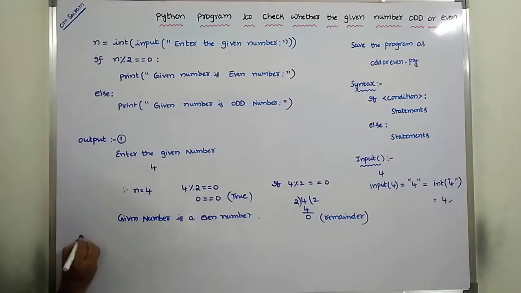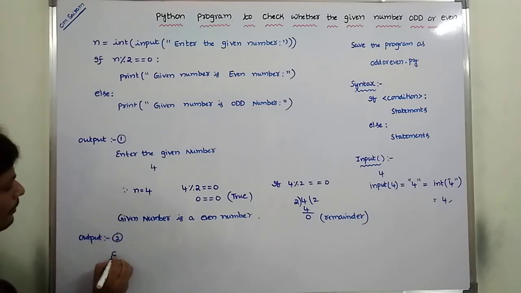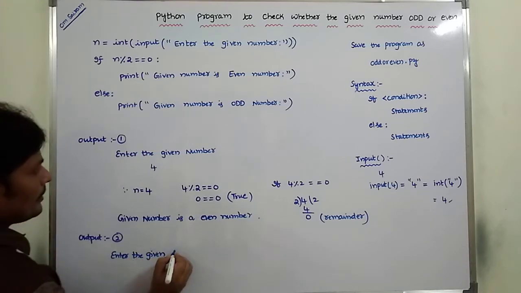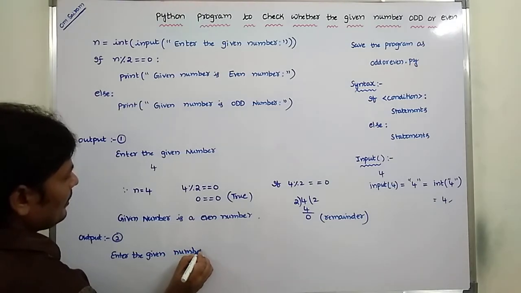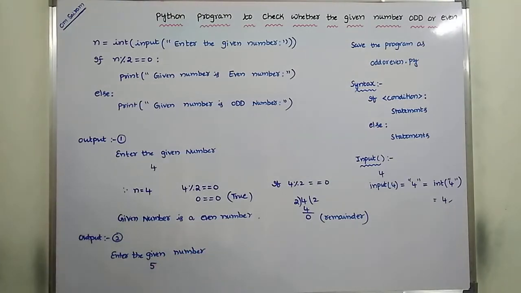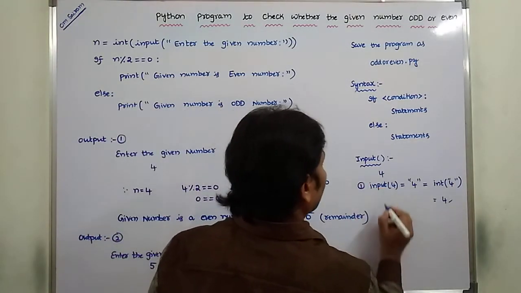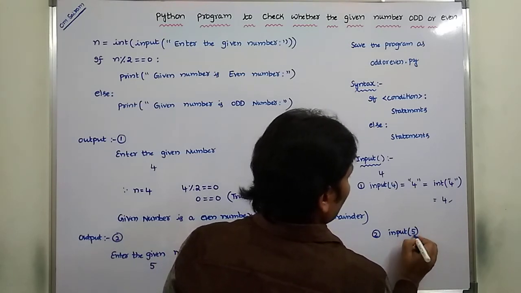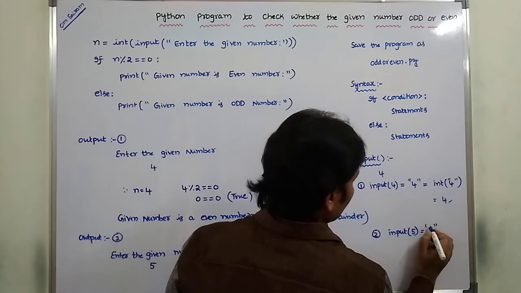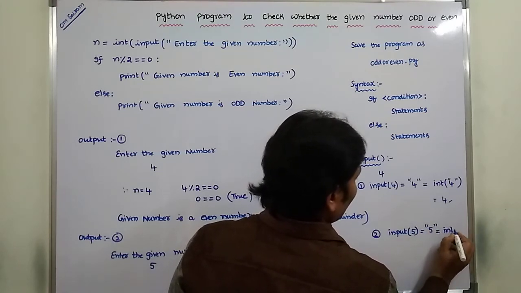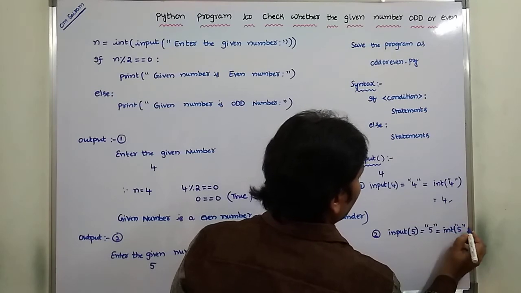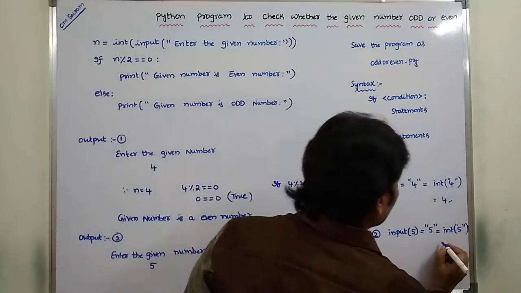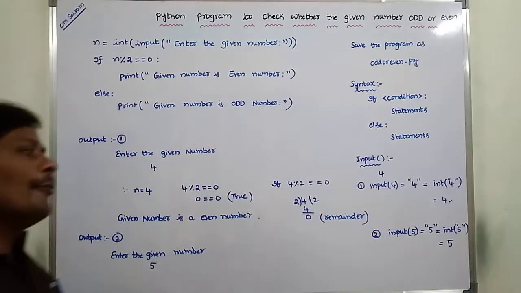Okay, next we go for output 2. Enter the given number. So I am entering the number as 5. Same, the input function takes the input of 5. So now 5 is read as a string. Now this string input 5 is sent to the int function, then it returns the integer value 5.